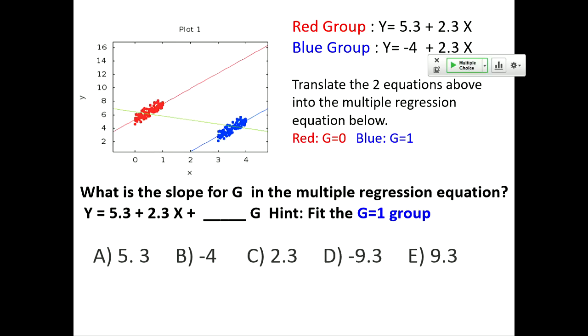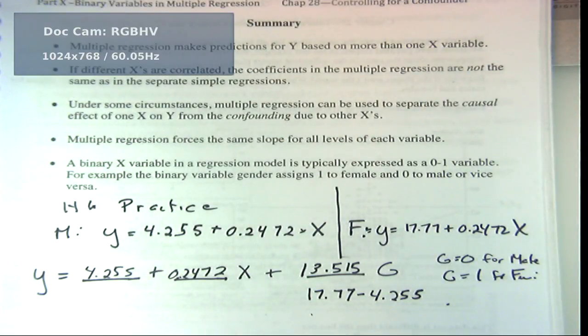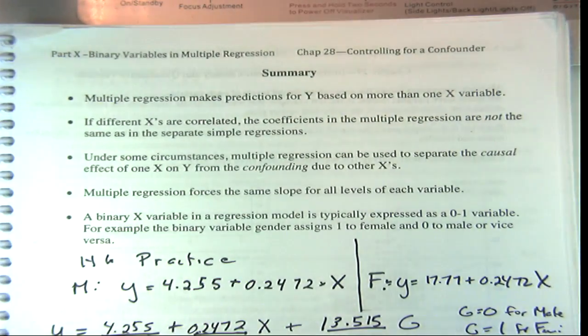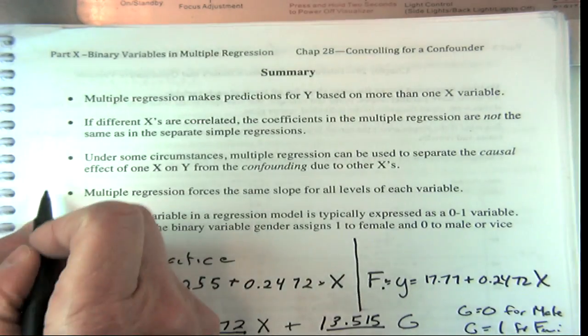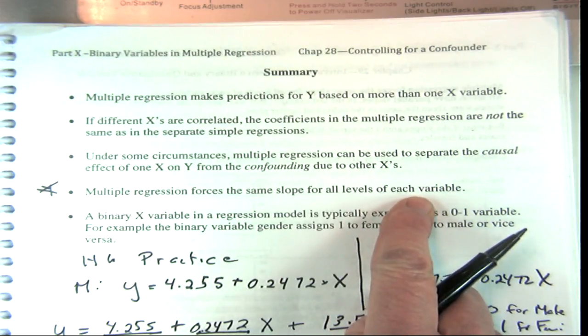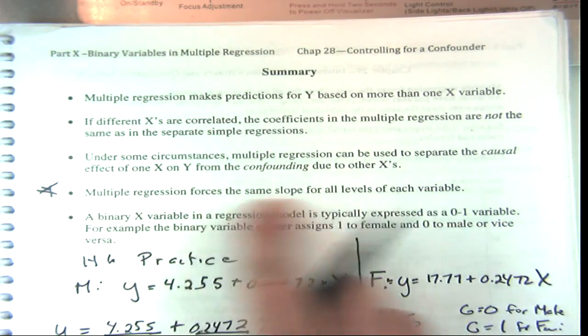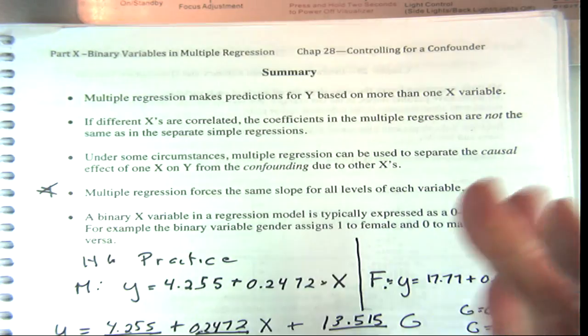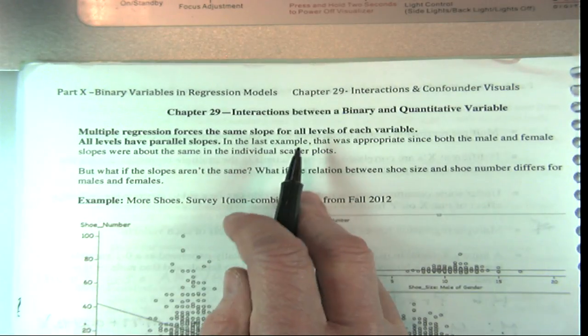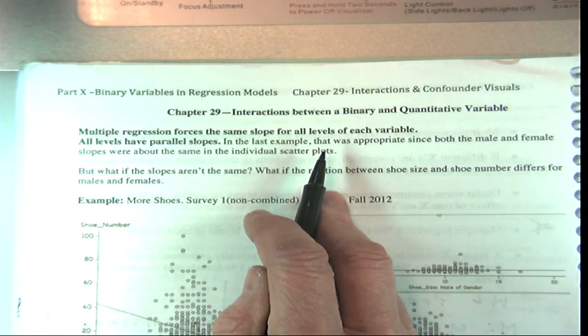So now let's go back to the document camera and move on. I just want to alert you to some important points here, and this one is key: multiple regression forces the same slope for all levels of each variable. All right? So what happens if they really have different slopes? What can we do? That's what we're going to talk about now in this chapter. We're going to add what's called an interaction term to our multiple regression.